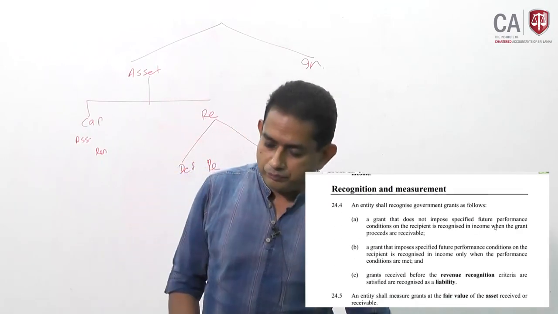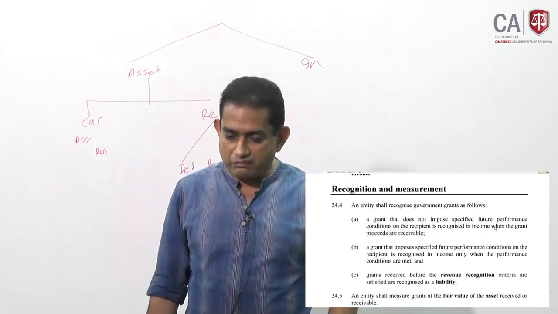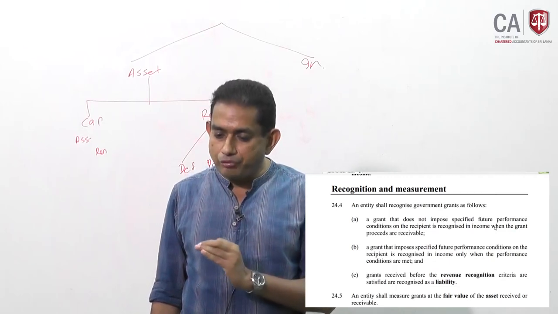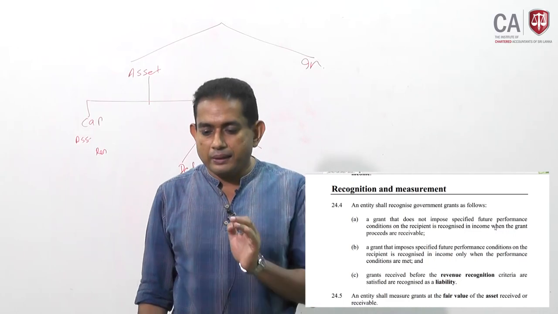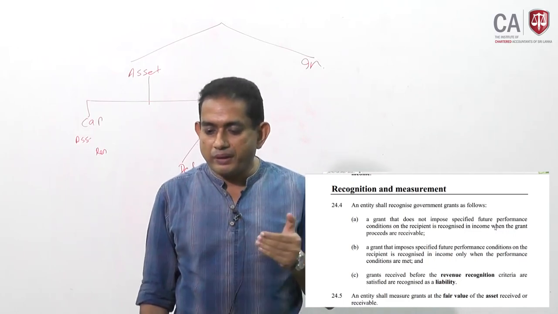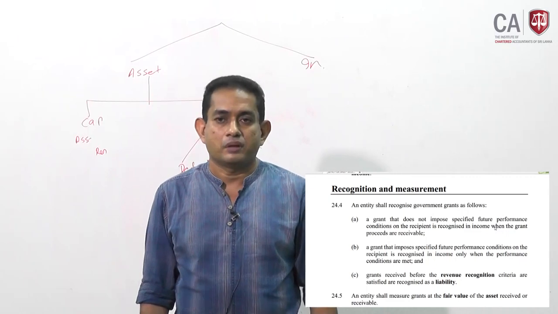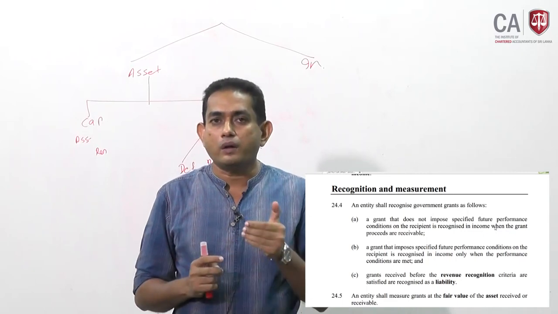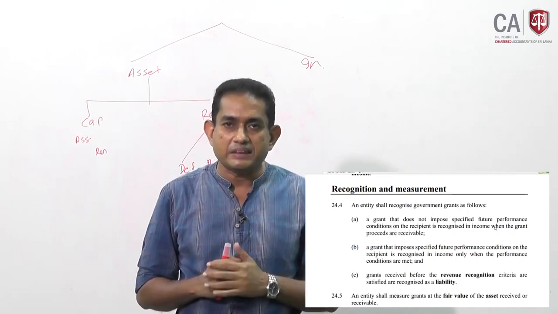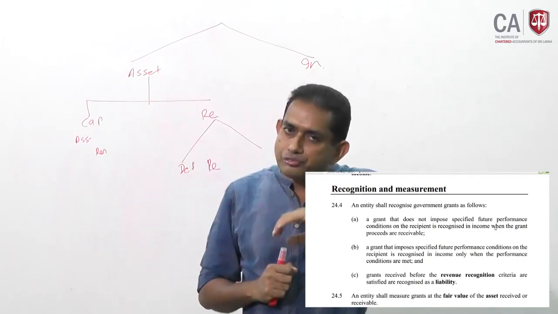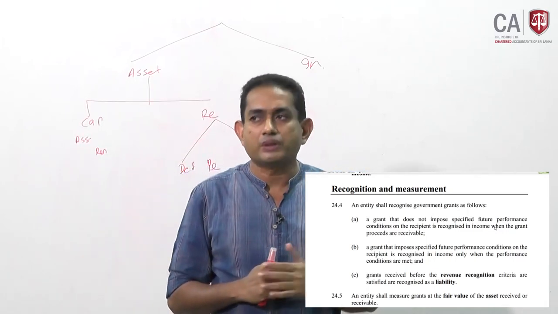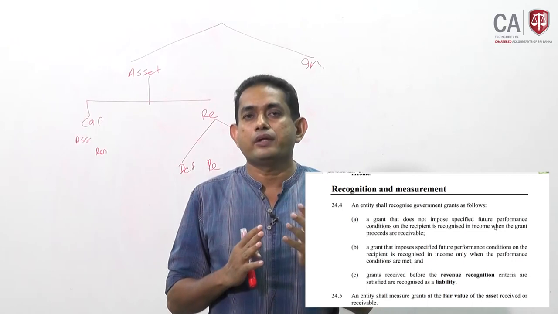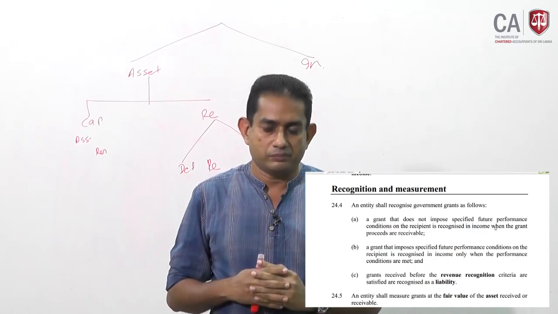These are the accounting simplifications for government grants. A grant that does not impose specified future performance conditions on the recipient is recognized in income when the grant proceeds are receivable. You know, sometimes grants are given requiring the entities to meet certain specifications. And if no specifications, no requirements were given, and unconditionally the grant has been given, then you need to bring them to profit and loss straight.